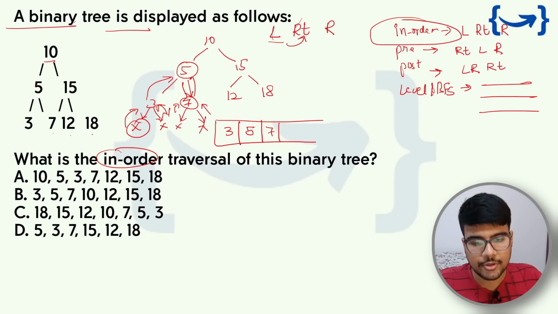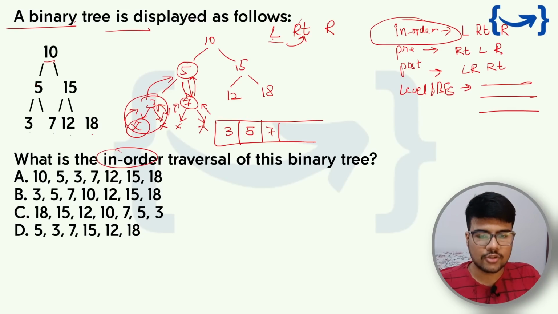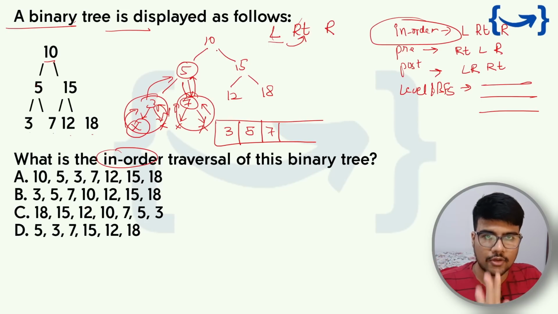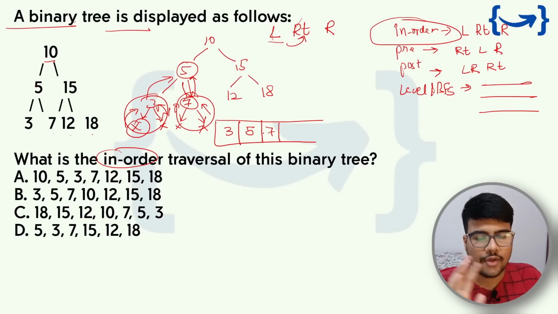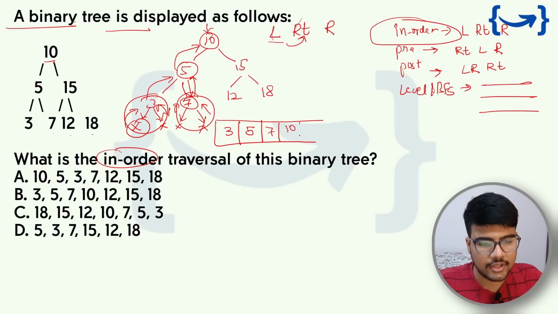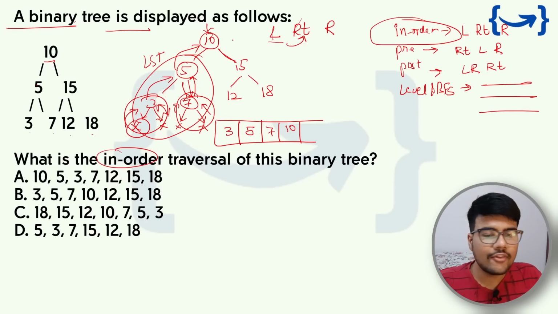Now the left tree is covered, and the right is also covered. Now we added the 5. Now 5 is a root here, and 5 has already been traversed, so it will call back to the 10, which is the root here. So 10 will be appended here. Now I will go to 15, because the whole LST, the left subtree, has been traversed. I will go to the right side.